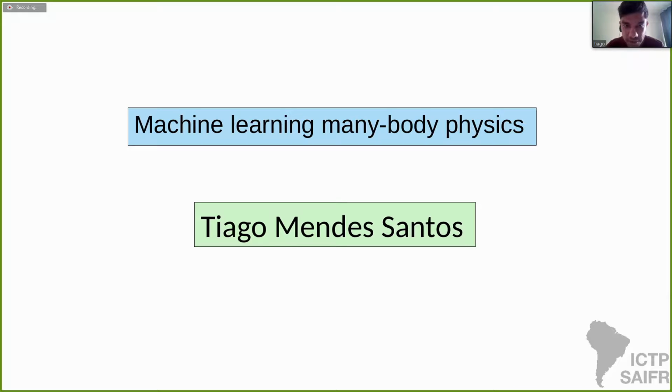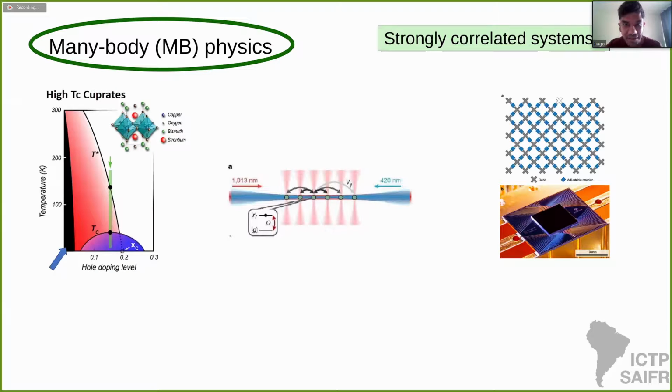Today I want to give an overview of recent works that I've been doing. What I want to focus on today is in this title here: some application of machine learning concepts to many-body physics. Let me start with the overall view.